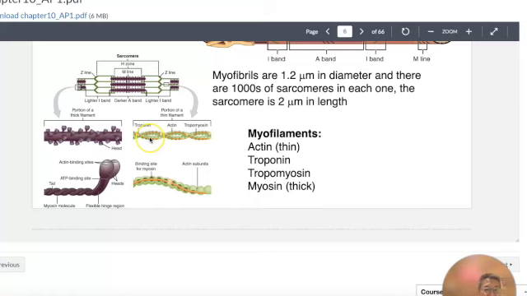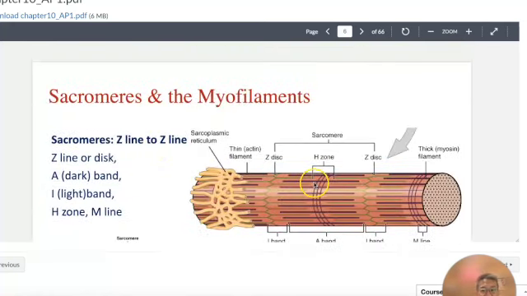It will hook onto these guys and pull. Another one will hook onto another one and pull. So that's how it makes it slide. It hooked onto that and slide, hooked onto that and slide. And when it slides closer and closer, the M line becomes closer and closer, which is the H zone. As they get closer, these get closer.